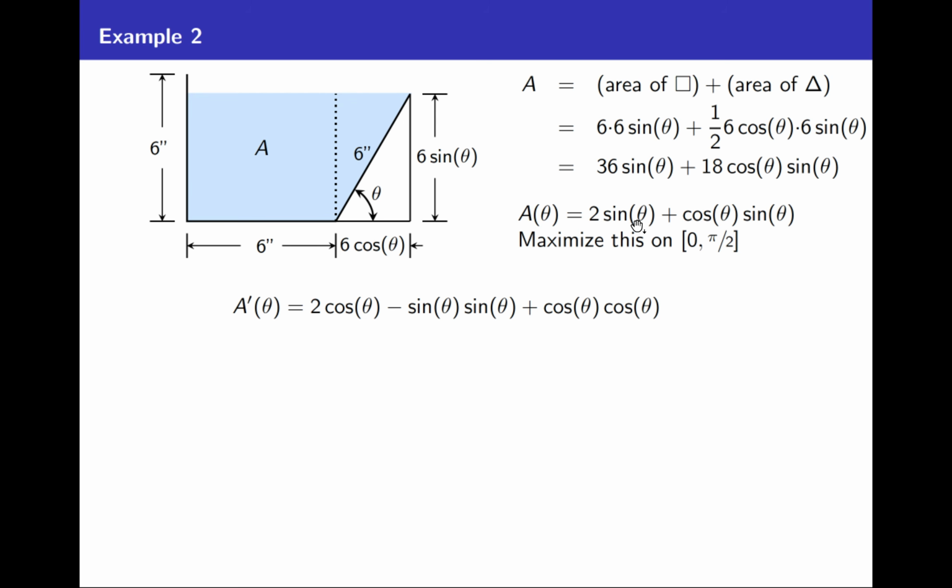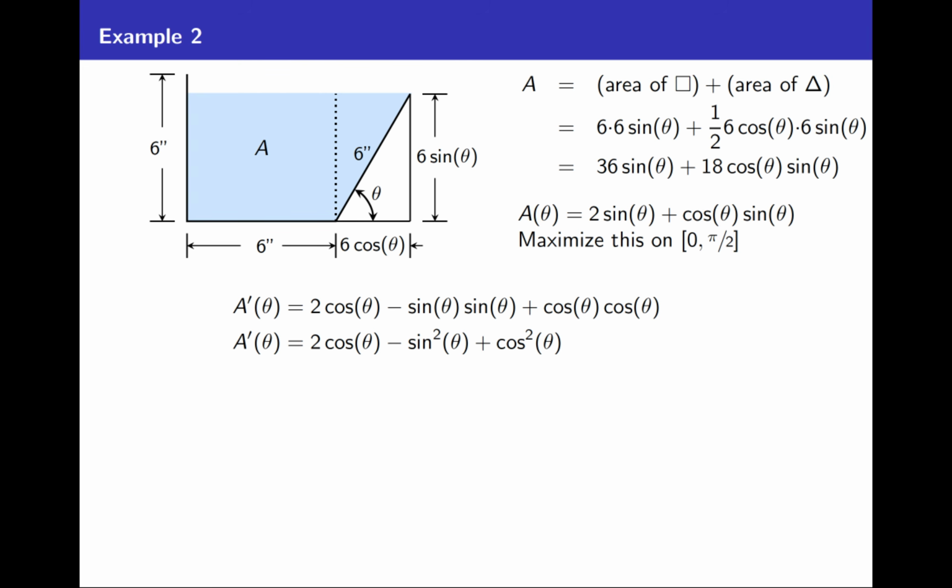The derivative of 2 sine of theta is 2 cosine of theta. And for the derivative of cosine theta times sine theta, we've got to use the product rule. So first take the derivative of cosine theta, that's negative sine theta, times the sine theta, plus the cosine theta times the derivative of sine theta, which is cosine theta. So there's our A prime of theta. Simplifying a little bit, we get A prime of theta is 2 cosine theta minus sine squared theta plus cosine squared theta.